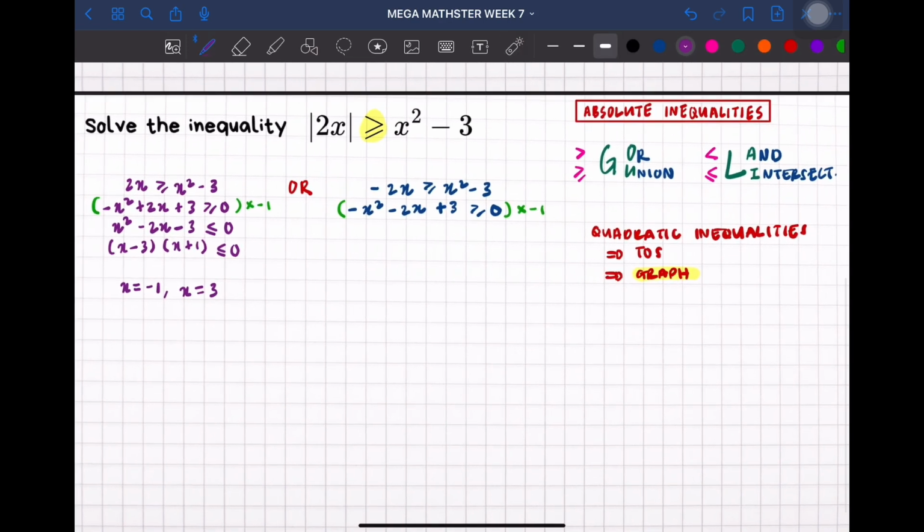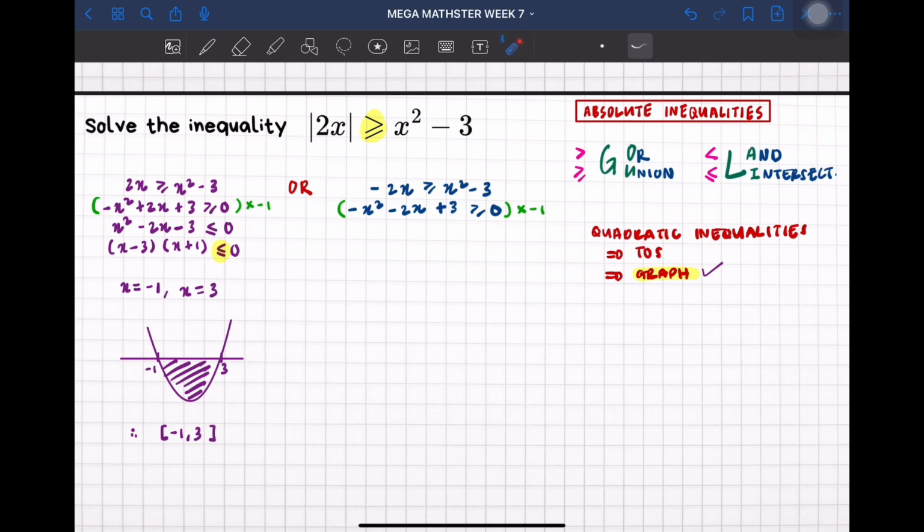Now we already have these two x values. You're going to use the graph method, so I'll teach you how. You need to draw a smile graph because it is a positive quadratic. Here is negative 1, here is 3. Since it is smaller than 0, this is the answer that we want. So it is from negative 1 until 3. It is a close bracket because you can see over here it includes the equal sign.